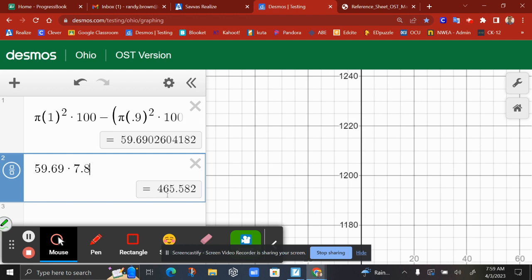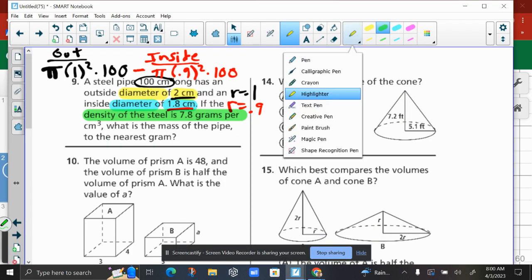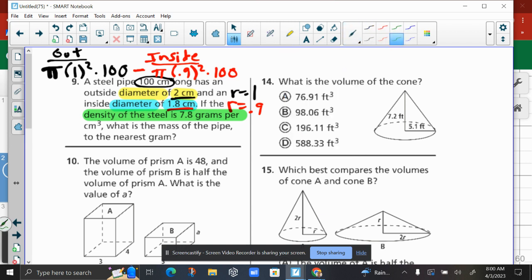So our answer is 465.58. And it says to the nearest gram, so that means I'm rounding to this. So this 5 tells me to bump this up to 466. So our overall answer for this one is 466 grams.